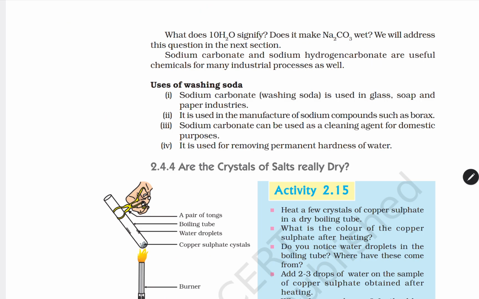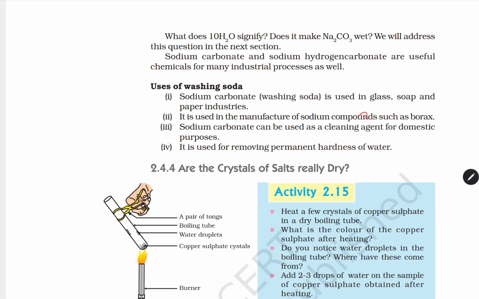Here sodium carbonate, which is washing soda, is used in the glass, soap and paper industries. Washing soda is an important ingredient in the preparation of detergents, soaps, liquid detergents, everything. Sodium compounds such as borax and sodium carbonate can be used as cleaning agents for domestic purposes. It is used for removing permanent hardness of water. Those are the uses of washing soda.